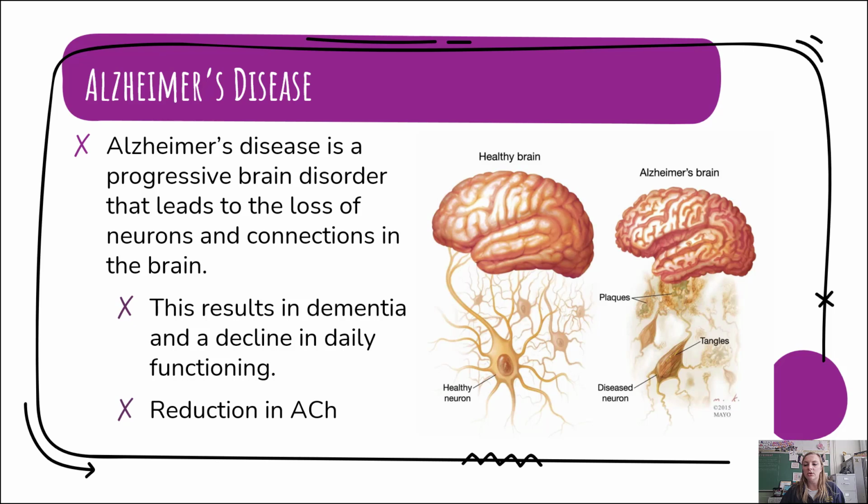This reduction in acetylcholine is associated with the cognitive symptoms of Alzheimer's, such as memory loss and difficulty with learning new information. Because of this connection, some of the treatments for Alzheimer's disease aim to increase acetylcholine levels or enhance its effects in the brain. And this can help to alleviate some of the cognitive symptoms.